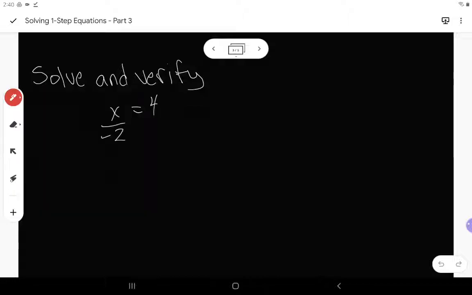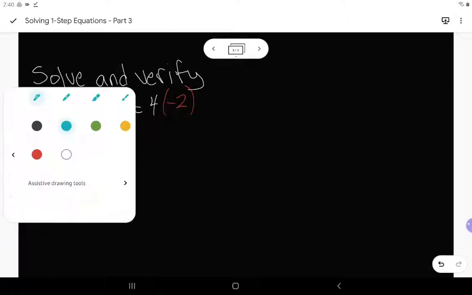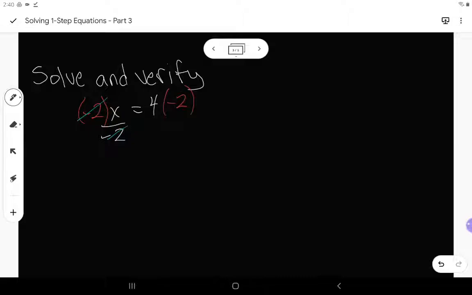I got x divided by negative 2 is equal to 4. Well, the opposite of dividing by negative 2 is multiplying by negative 2. So I'm going to do that on both sides. I treat both sides equally. Those guys cancel, because negative 2 divided by negative 2 is positive 1. So I get positive 1x. The other guys get crossed out. 4 times 2 is 8, and positive 4 times negative 2 gives me negative 8.